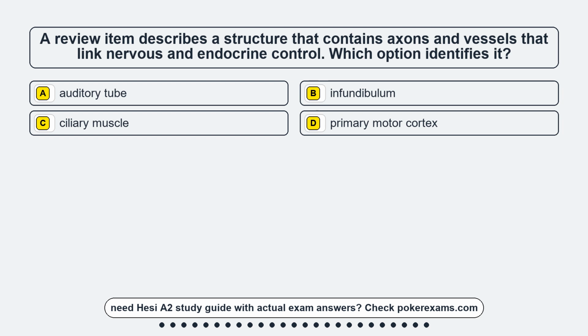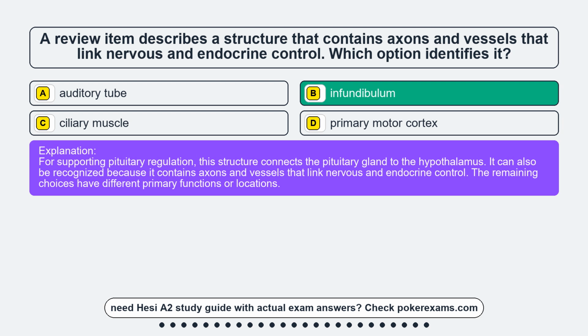Question 18. A review item describes a structure that contains axons and vessels that link nervous and endocrine control. Which option identifies it? Option A, auditory tube. Option B, infundibulum. Option C, ciliary muscle. Option D, primary motor cortex. The correct answer is option B, infundibulum.